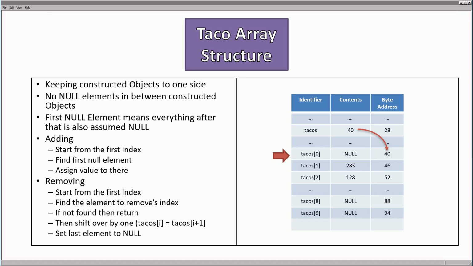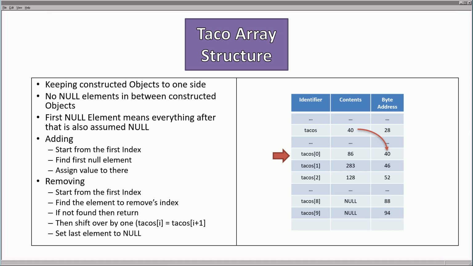But there is a bad problem with this. We cannot do this in this way because it breaks the rule for how we are structuring our data. If we were to assign this value to null right here, we have two constructed objects after it. Well, one of our rules is the first null element means everything after it has to be null. We can't remove an object in this way. So what we're instead going to do is, instead of just saying null, shift everything in that array over by 1.